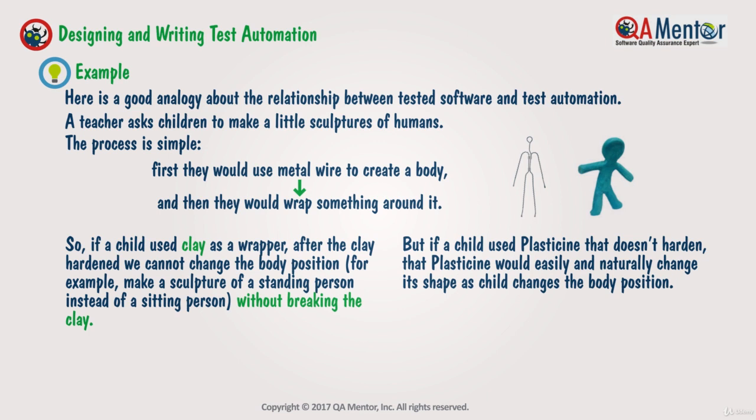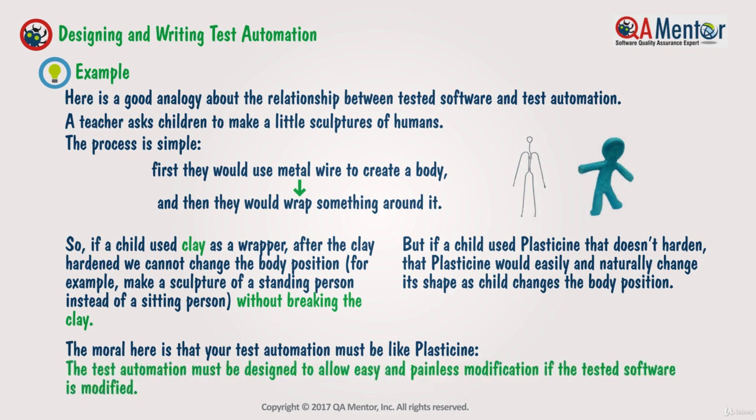But if a child used plasticine that doesn't harden, that plasticine would easily and naturally change its shape as the child changes the body position. The moral here is that your test automation must be like plasticine. The test automation must be designed to allow easy and painless modification if the tested software is modified.